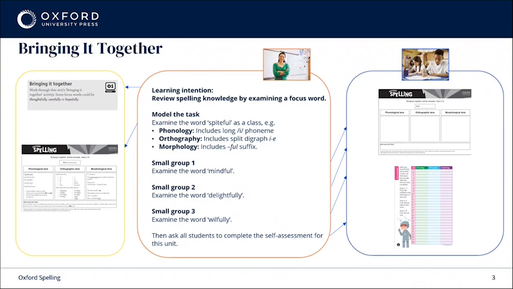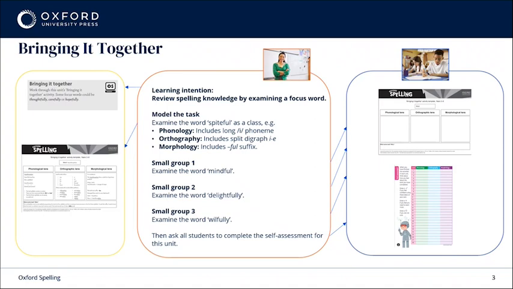For the phonology lens, model examining the sounds in the word. For example, this word includes a long I phoneme. For the orthography lens, model examining the letter patterns in the word. For example, the I and E in the word spiteful work together to represent the long I phoneme. Remind students that this is called a split digraph.